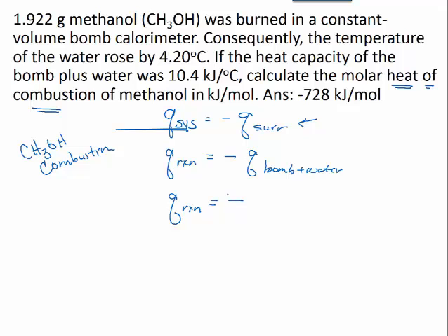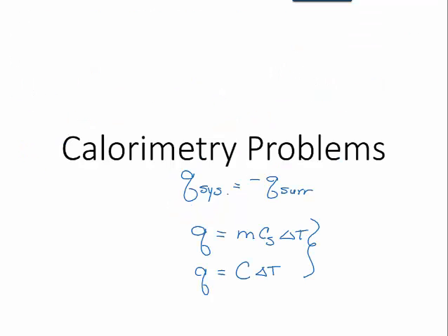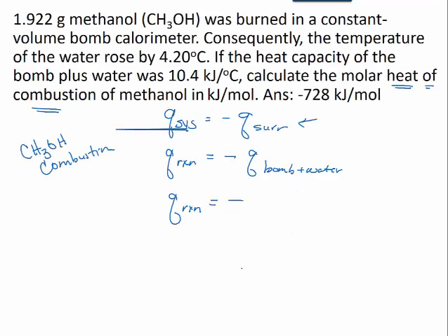So which of the two would I use? Well, I'm given heat capacity, and remember, heat capacity is this bottom one. So I just need the heat capacity, which is 10.4 kilojoules per degree Celsius, and I need the change in temperature. Well, they didn't give me the final and the initial, but they did tell me that it rose by 4.20 degrees Celsius. So it's this part that equals Q, and the minus is just coming along for the ride.